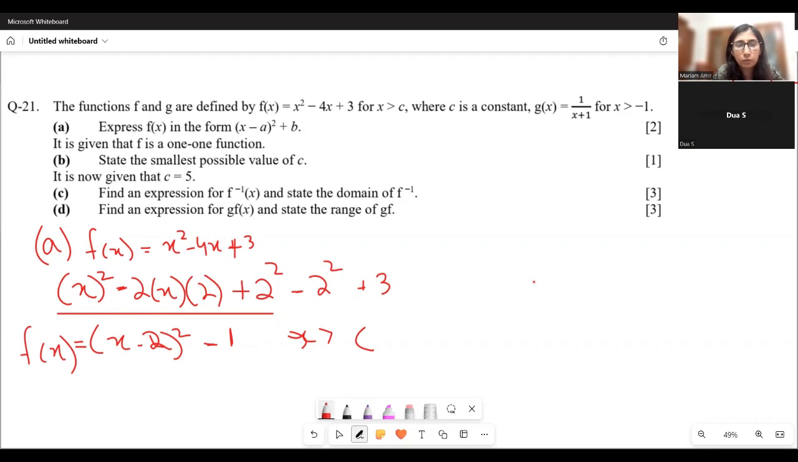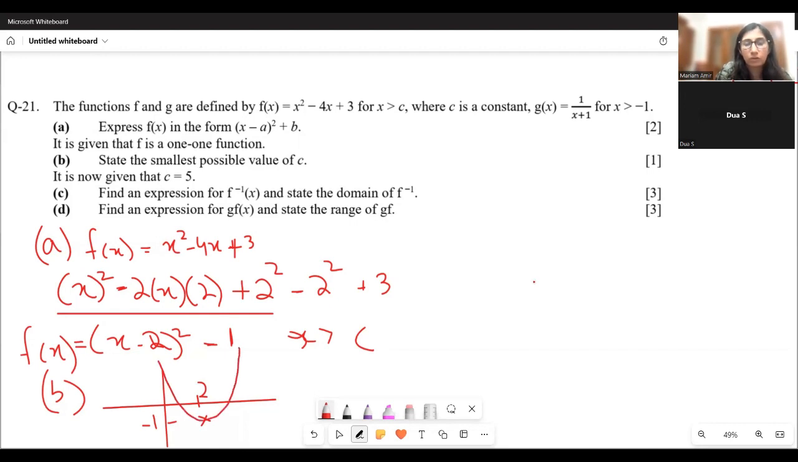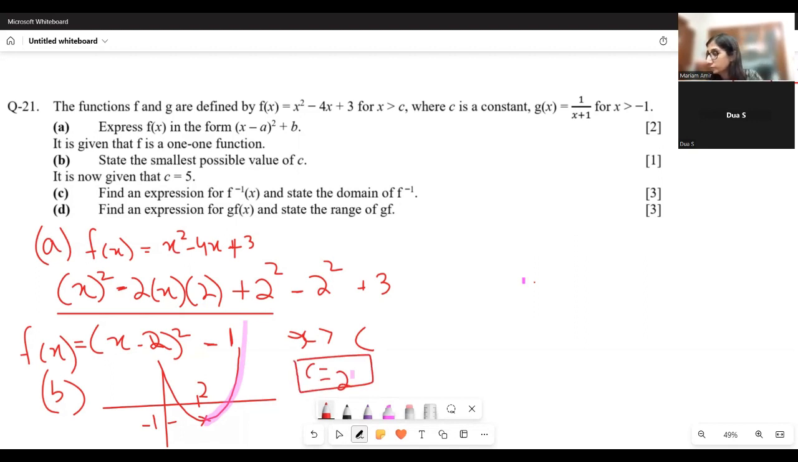It is given that f is a one-to-one function. Find the smallest possible value of c. If it's one-to-one, let me sketch it. The turning point is (2, −1). 2 is here, −1 is here. It's going to be a graph like this. What's the smallest possible value of c so that this is a one-to-one function? It starts from here, so x greater than 2. Just write 2. The smallest possible value of c would be 2. That's part B.